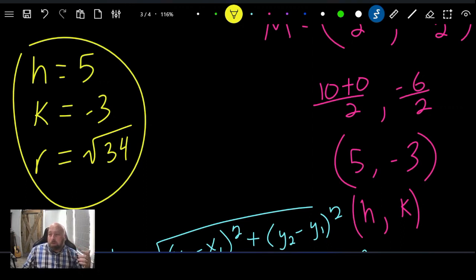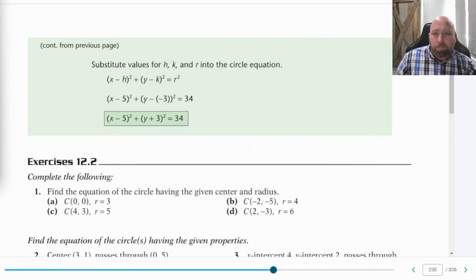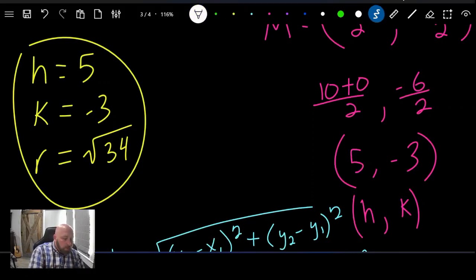Now in your book, you can go ahead and turn the page to page 230. I'll show you that real quick. So here on page 230, now all we do is substitute back into that equation. All right, so let's do that real quick right here. Our equation is going to be our standard form for our circle, and that is going to look like x. And so what's our x? That one right here. So we're going to have x minus h, which is 5, and that's going to be squared.